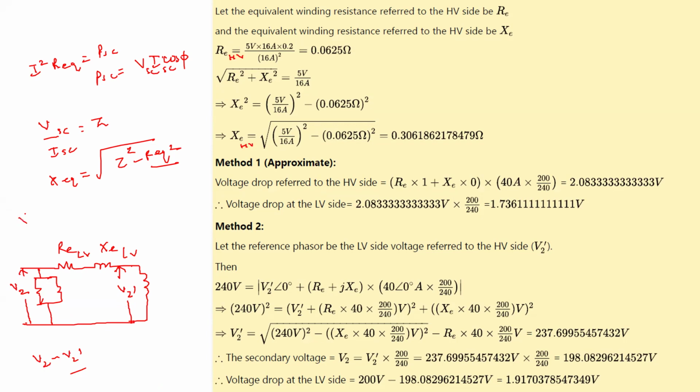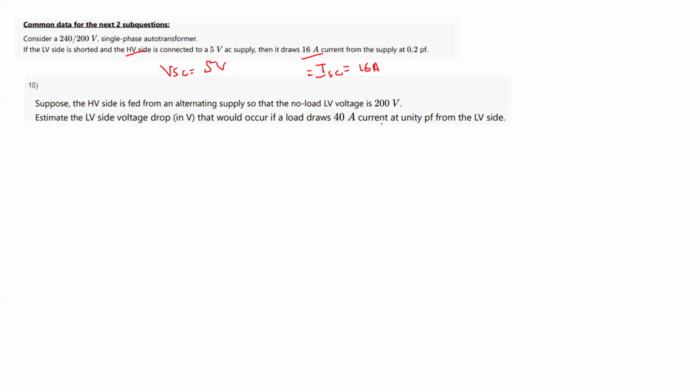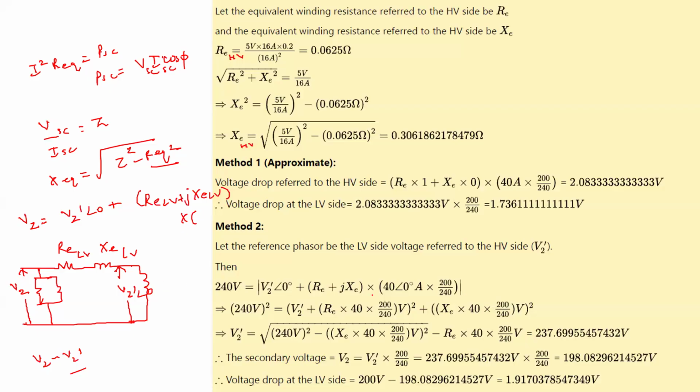So see, V2 is V2 dash angle 0. Let us take this as reference, plus the current drop across these things. What current have they given? They have said that 40 ampere current is drawn from the LV side only. So this current rating they have given on the LV side. This 40 angle 0, because at unity power factor, this current is in phase with V2 dash. So that is the case.